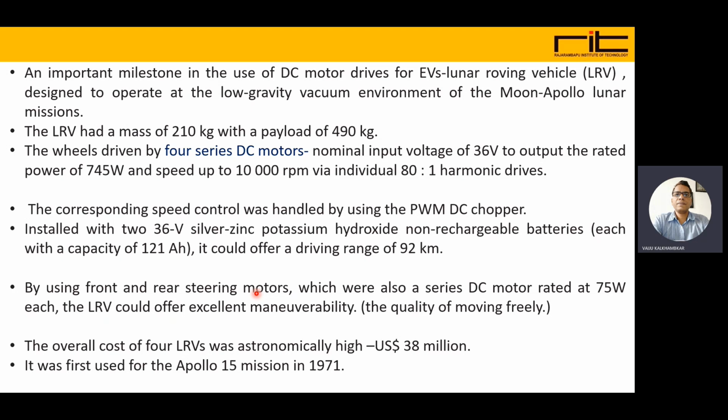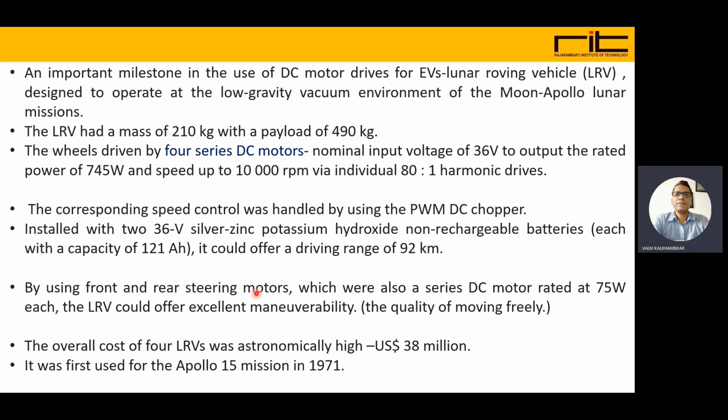Input voltage was 36 volt to output the rated power of 745 watts and speed up to 10,000 RPM via individual 80:1 harmonic drives. The corresponding speed control was handled by using a PWM DC chopper. It was installed with a 236 volt silver zinc potassium hydroxide non-rechargeable battery with capacity 121 ampere-hours. It offers a range of 92 km.